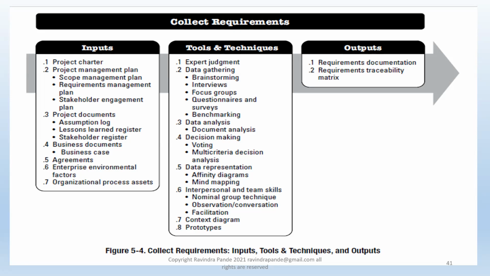Then of course we have enterprise environmental factors and organizational process assets that help us to build a better, more practical project plan, so that we stick to our project plan wherever we go, however we progress. In terms of tools and techniques, we do have expert judgment to help us build and validate better scopes. Then we have data gathering in terms of brainstorming, interviews, focus group, questionnaires and survey, and benchmarking.